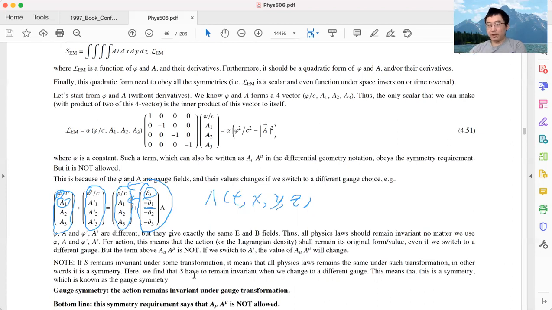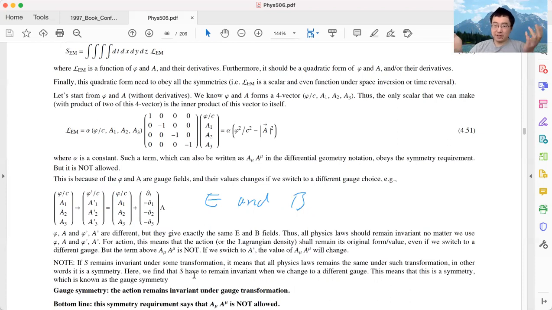And very importantly, both sets of scalar and vector potentials, phi, A and phi prime, A prime, give the same E and B. So phi, A and phi prime, A prime are not equal to each other, but they describe exactly the same E and B fields. If they describe exactly the same E and B fields, everything should stay the same. This symmetry is called gauge symmetry. Gauge symmetry means that if I choose a different gauge, if I do a gauge transformation, my action should stay the same.